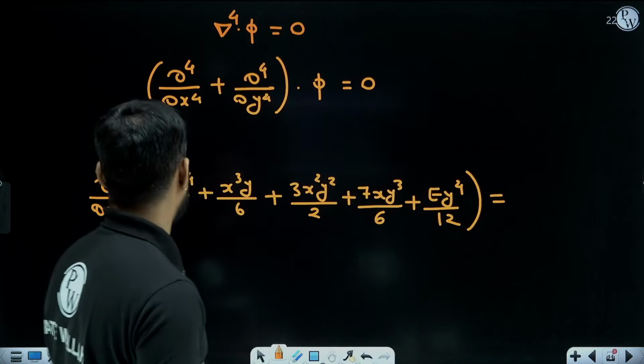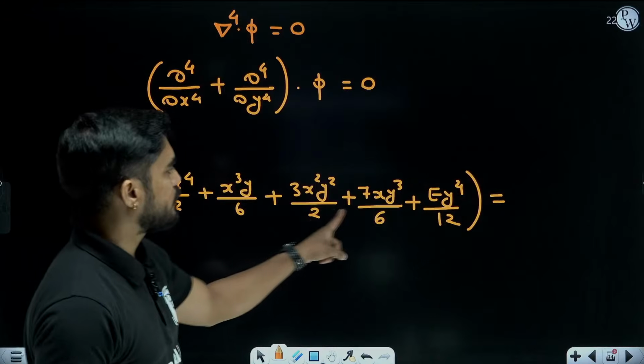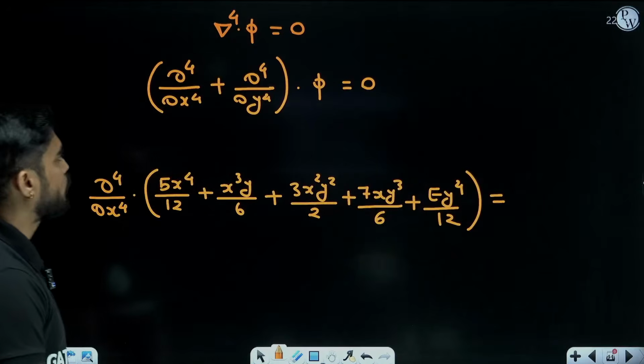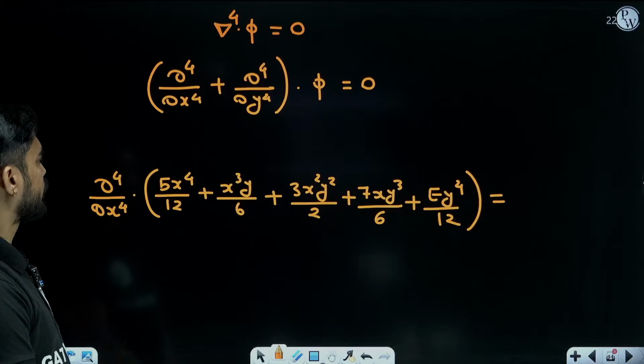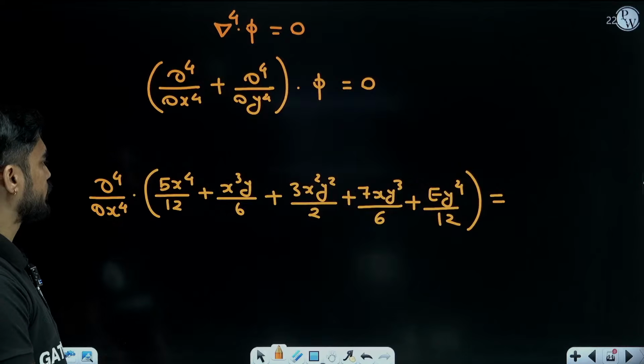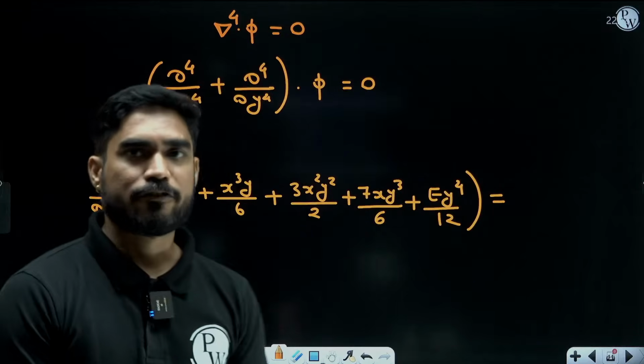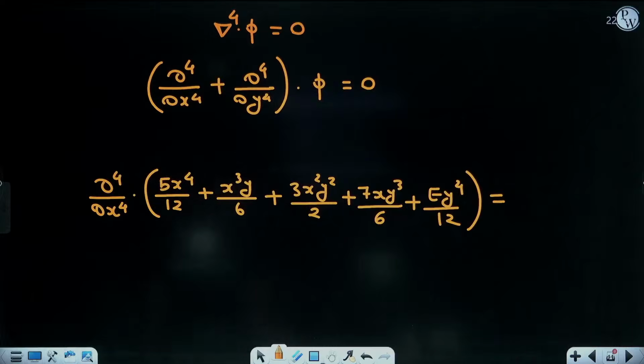So if I differentiate it with respect to x 4 times, what am I going to get, beta? See, if you are differentiating with respect to x 4 times, only the terms which have x to the power 4 or greater will come. All the other terms will become 0. Okay.